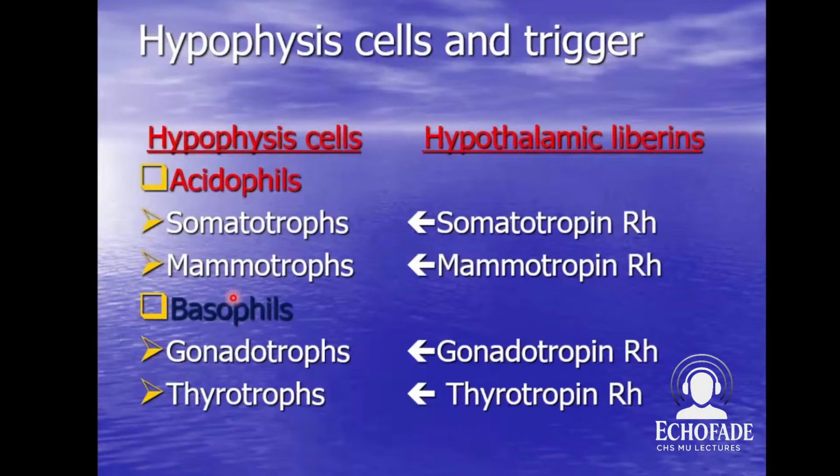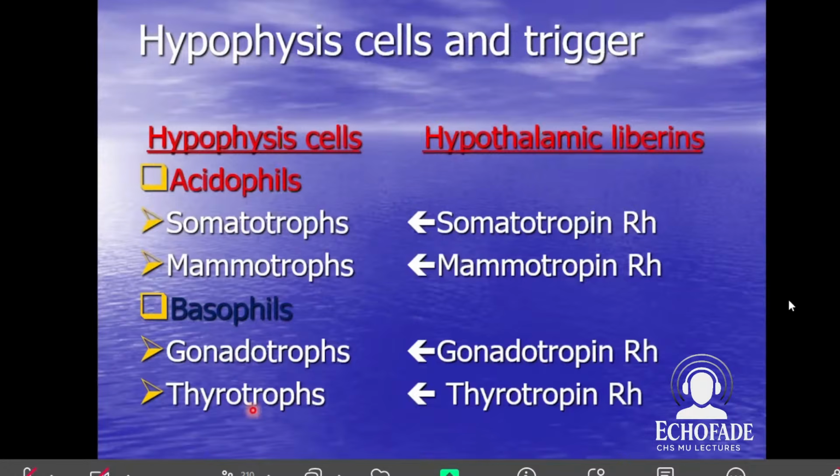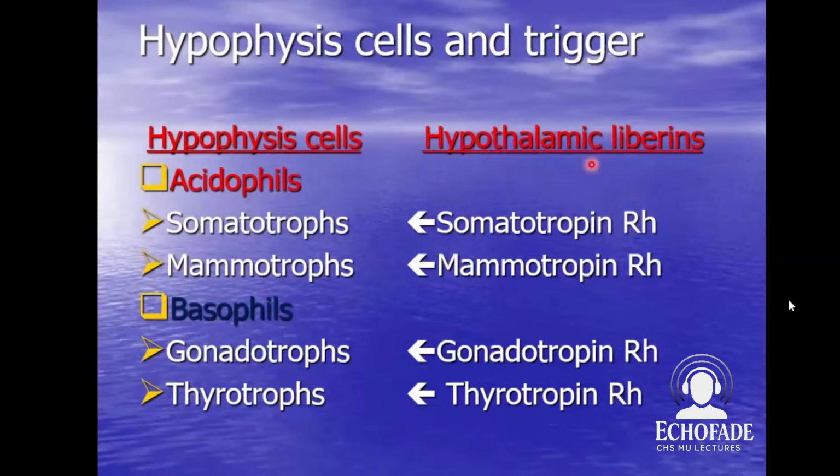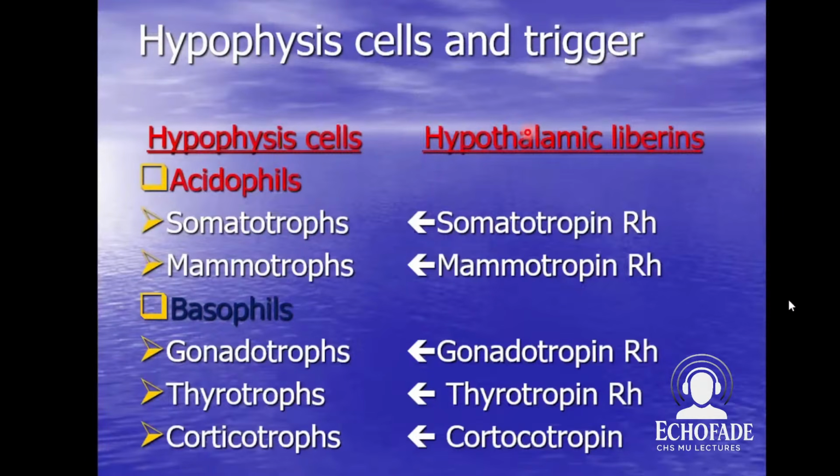And then for the basophils, we have gonadotropes that are stimulated by gonadotropin-releasing hormone from the hypothalamus. The thyrotropes are stimulated by thyrotropin-releasing hormone from the hypothalamus. These ones are from the parvocellular nuclei of the hypothalamus. We have the corticotropes that are stimulated by corticotropin-releasing hormone from the hypothalamus. These are releasing hormones, also referred to as liberins.